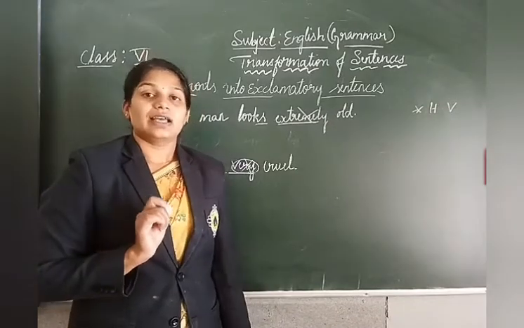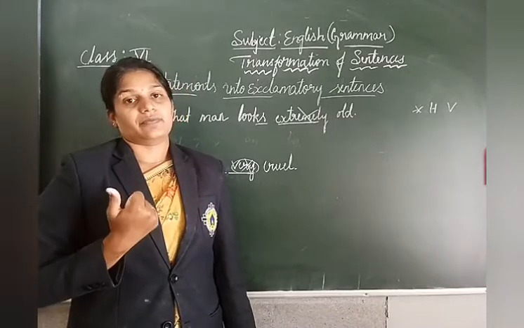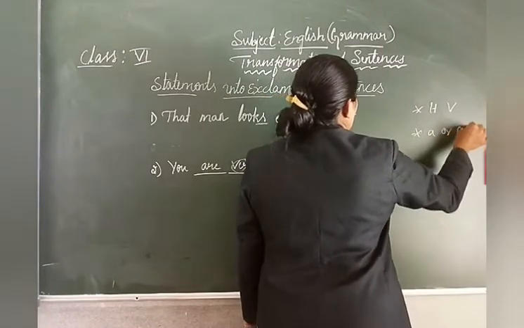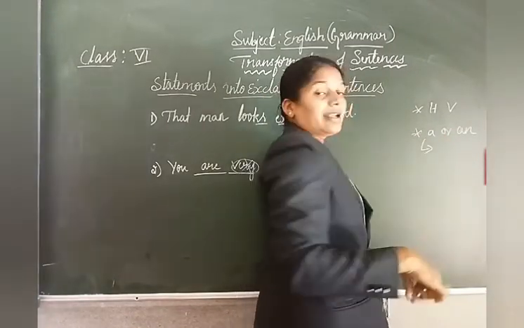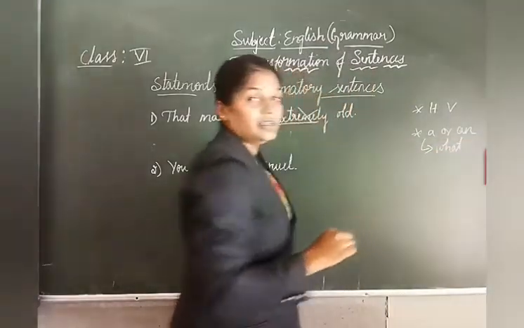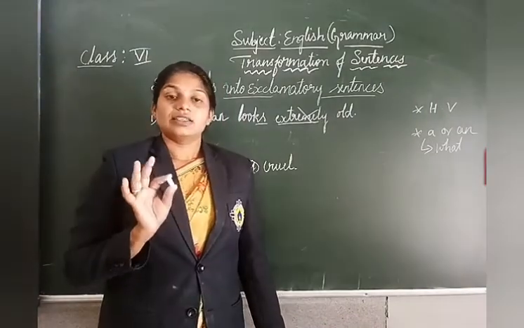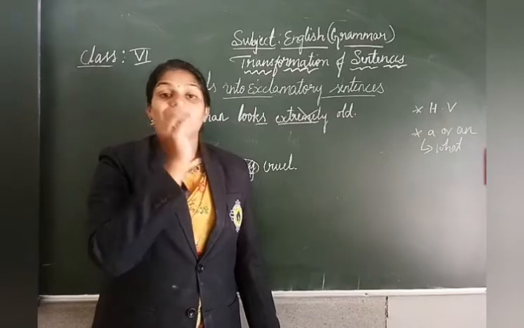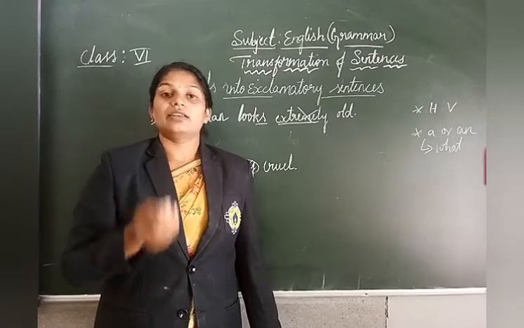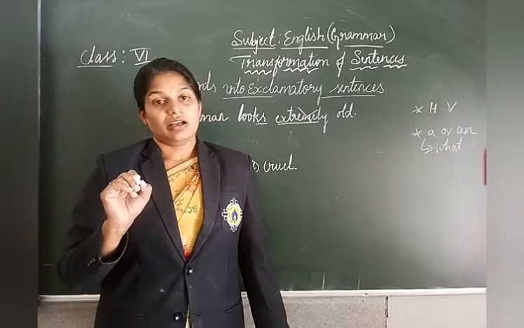Then, if the sentence has a or an, you should start with what? If the sentence starts with a or an, what do you have to write in the beginning? So this is the key you have to keep in mind. If the sentence has a or an, in the exclamatory sentence you have to begin with "what". Other than that, if it is not there, you have to start with "how".